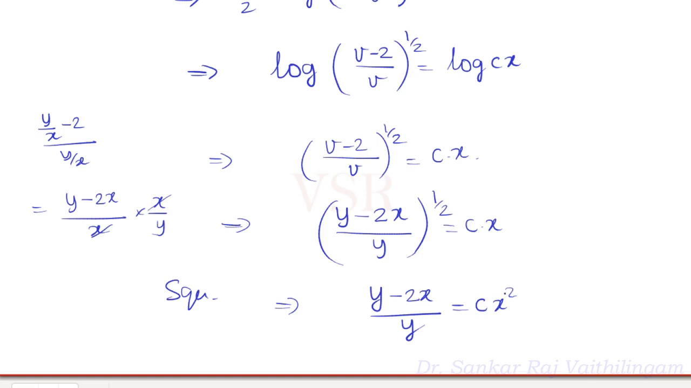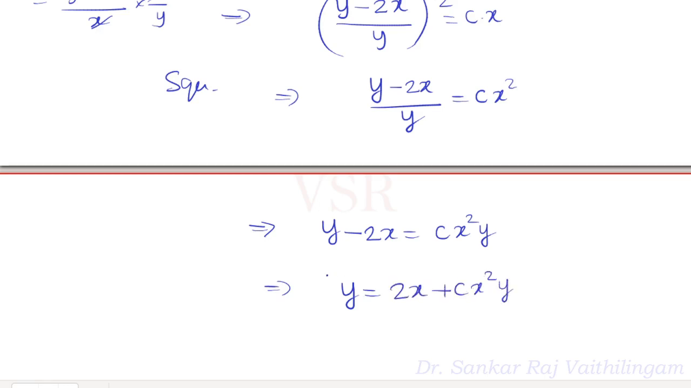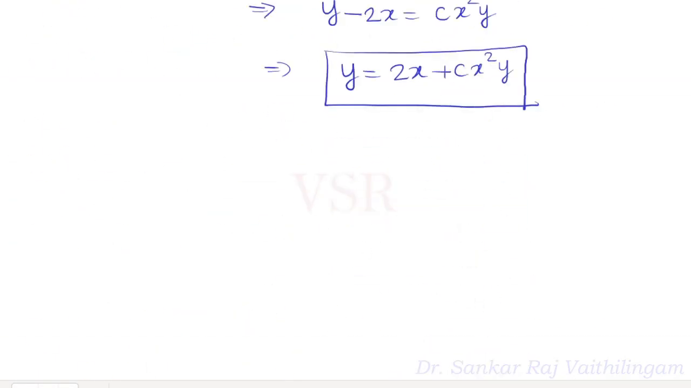Another constant. Okay. So what is the next? So this implies that y minus 2x which is equal to c x square y. Okay. So this implies that y which is equal to 2x plus c x square y. So this is my solution. This is my solution of my problem. Ninth problem. Yeah, it is a ninth problem. So we will go for the 10th problem.